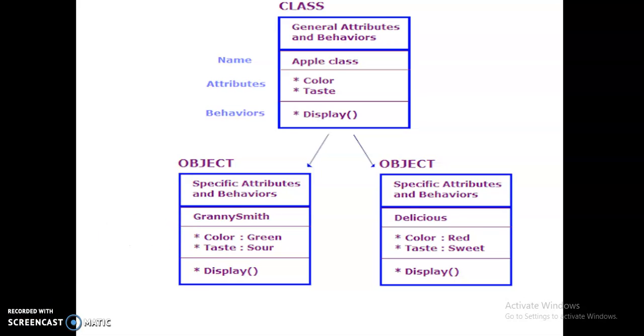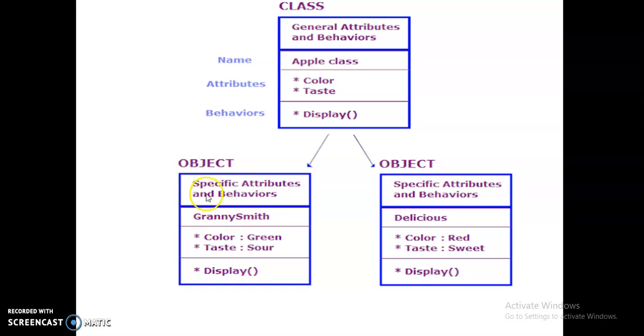This is the example for a class and object. Apple is a class. The name of the class is Apple. The attributes of the class are color and taste, and the behavior of the class is display. For that class, there are two objects.